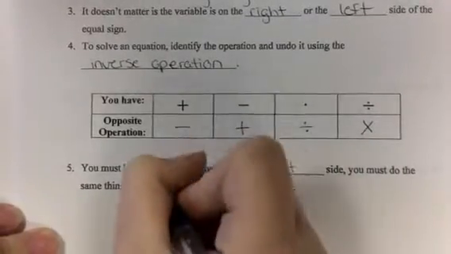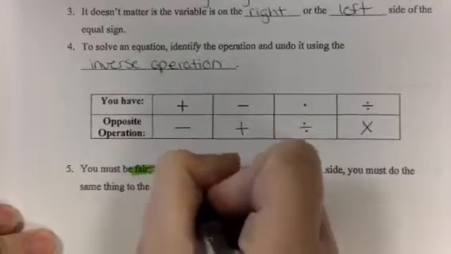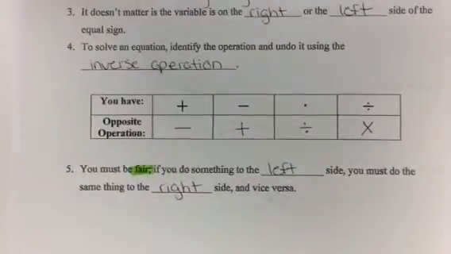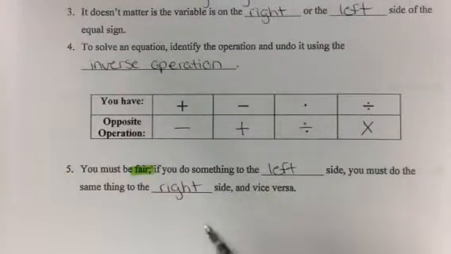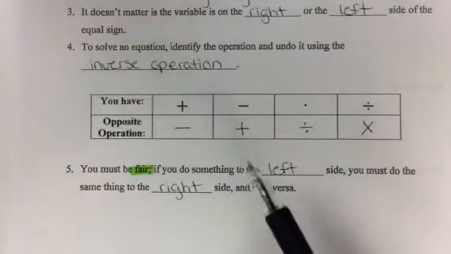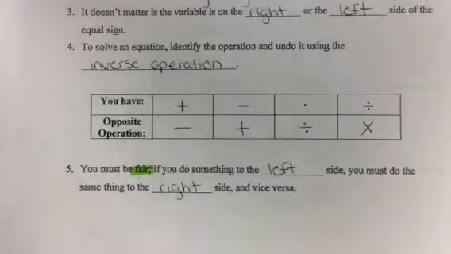You must do the same thing to the right side and vice versa. All right, so these can be flip-flopped. Like the example I just said, if we have plus 2 and we need to move it to the other side, we need to subtract 2 from the left and the right. You have to be fair.